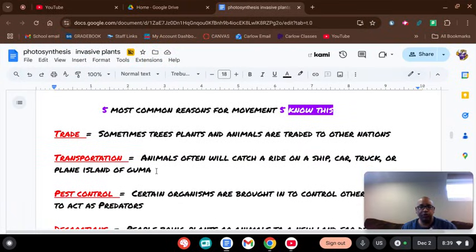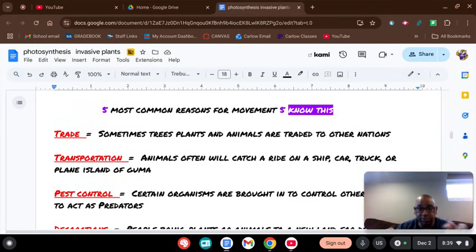Okay, first one, trade. Sometimes plants and animals are traded or given to another country. All right? This is a goodwill gesture: hey, I would like to give your country these flowers, America. All right? And Japan gave the cherry blossoms, or the cherry trees, to Washington, D.C. And if you go to the Cherry Blossom Festival, right around the last part of March, the cherry blossoms are in bloom. It is absolutely beautiful.